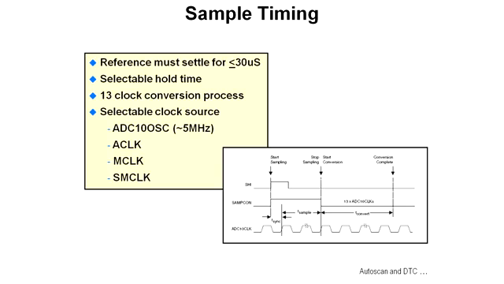For the clock sources, you have the ACLK, MCLK, and SMCLK available, the same 3 that you saw earlier, and the ADC-10 oscillator, which runs in the 5 megahertz range.